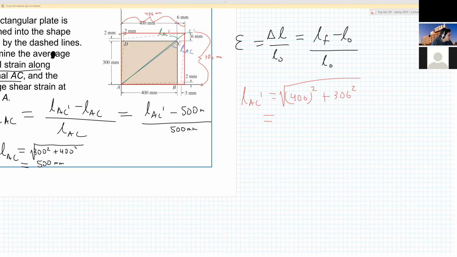508 point what? It's gotta be more, no? 508.4? Is there a more accurate one? Yeah, let's do the more accurate one, because it matters. Our numbers are gonna be a lot smaller. 508.4014. Is there anything else?